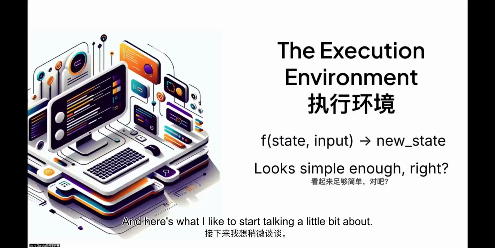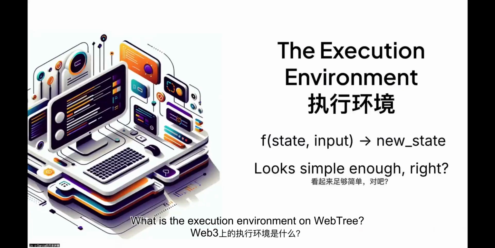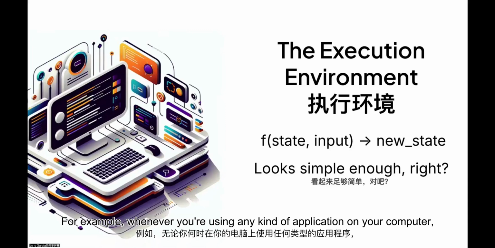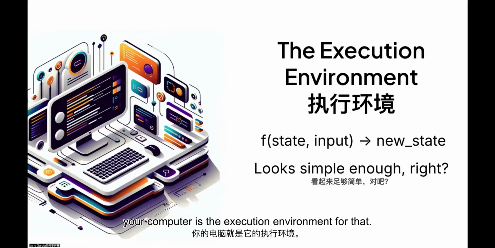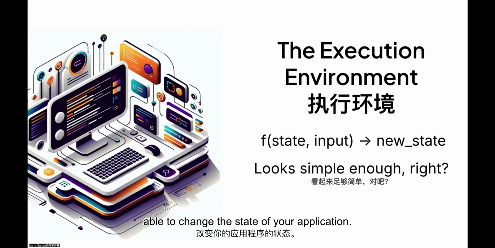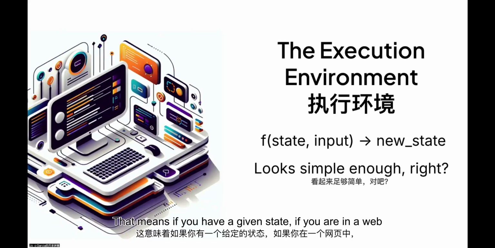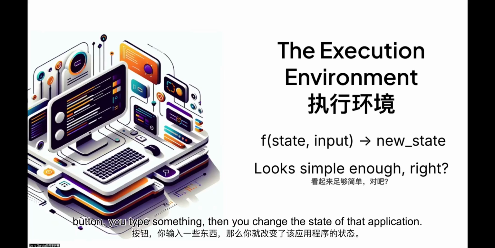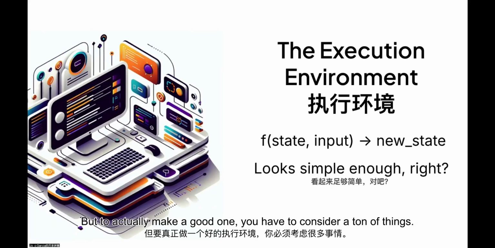And here's where I like to start talking a little bit about what the execution environment is on Web3. The execution environment is not the application itself, it is the host that is running the application. For example, whenever you're using any kind of application on your computer, your computer is the execution environment for that, and it has a lot of things going on. The first and foremost responsibility of the execution environment is being able to change the state of your application. That means if you have a given state, if you are on a web page, for example, and you make an input, meaning you click a button or you type something, then you change the state of that application. It's in a different state. It's simple enough. But to actually make a good one, you have to consider a ton of things.